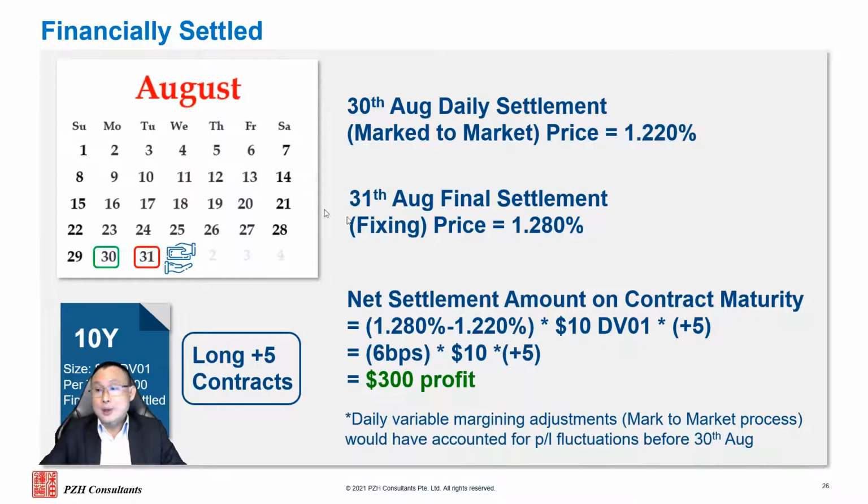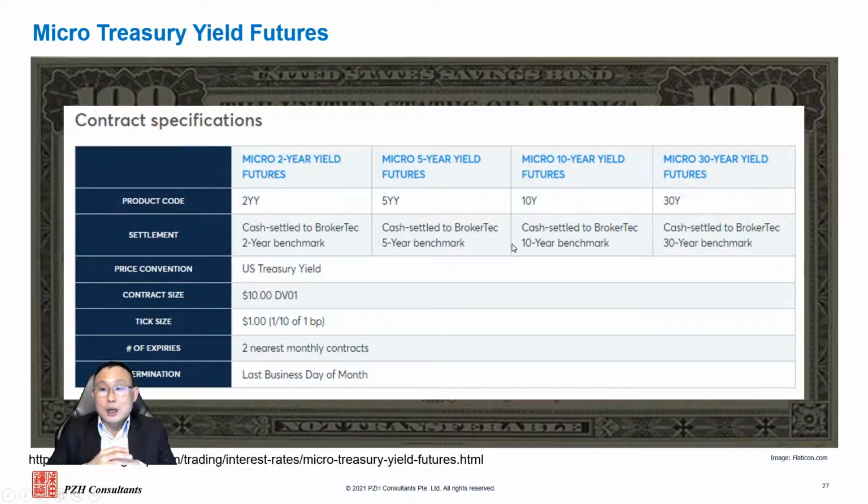So these are the summary of the 4 contracts that I have mentioned earlier. And you have noticed that the contract sizes are all the same. They are all 10 DV01, regardless of whether you are trading the 2 years, 5 years, 10 years, or 30 years.